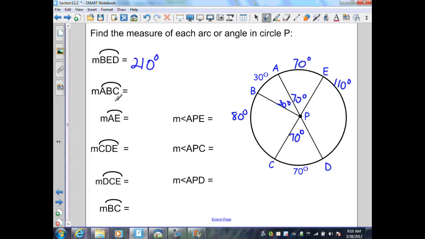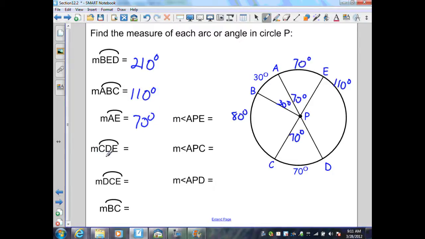The measure of arc ABC, here ABC, is the sum of arc AB and BC. Therefore, 80 plus 30 is 110 degrees. And we can perform that operation because of the arc addition postulate, similar to measure of arc BED. The measure of arc AE was determined from the measure of arc CD because of vertical angles being congruent. Therefore, the measure of arc AE is 70 degrees.